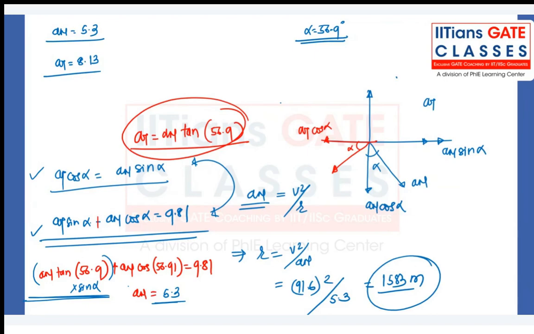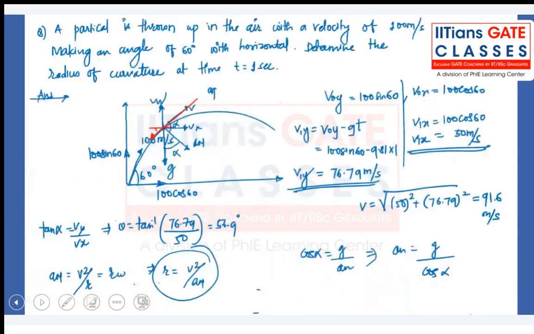So let me repeat this question as we did some corrections here. A particle is thrown in the air with a velocity of 100 meters per second, making an angle of 60 degrees with the horizontal. Determine the radius of curvature at time 1 second. As we are working against gravity, initially velocity is 100 meters per second, later it became 91.6 after 1 second, right? So during this 1 second, change in the velocity is negative. It means it's a deceleration. That is the reason AT direction should be downward.